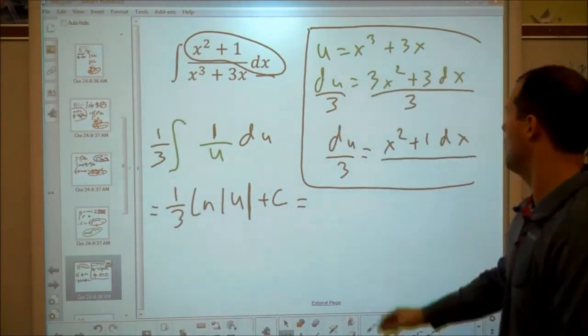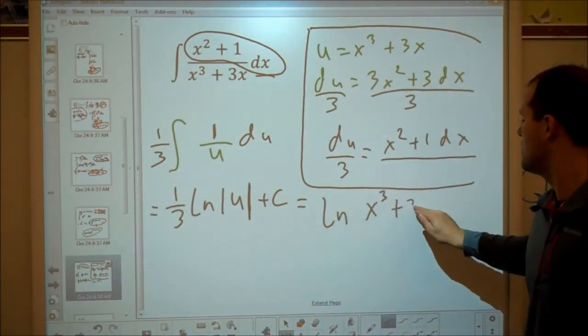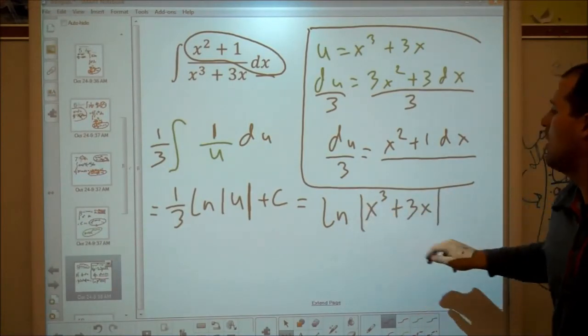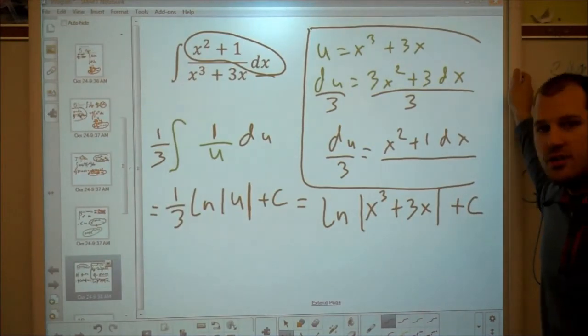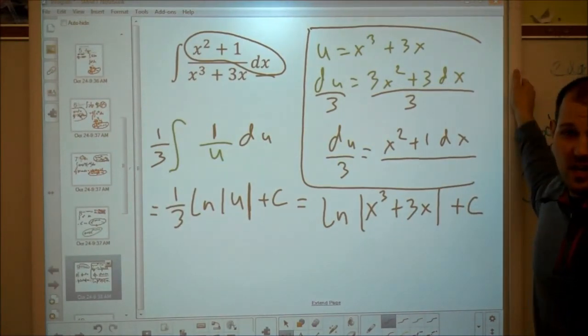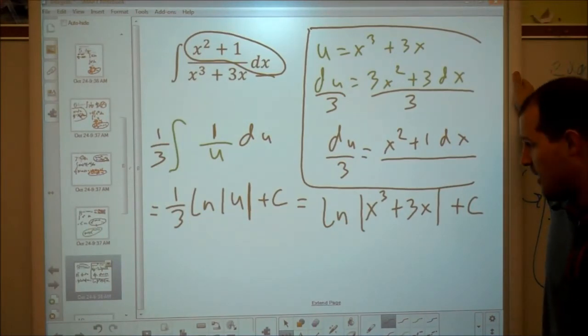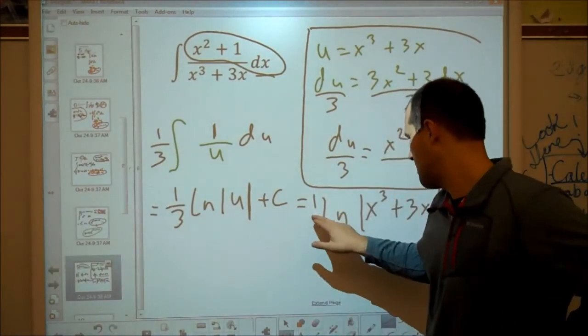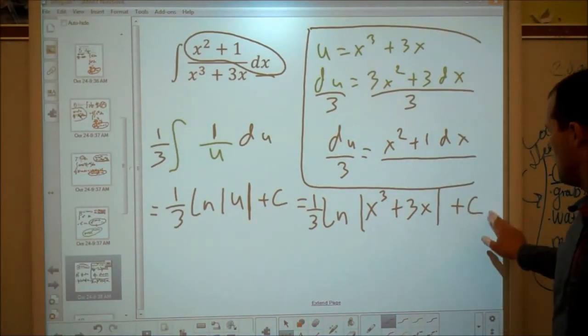Bring my equal signs over. Okay, and so I get natural log of x cubed plus 3x plus c. Now do you see where I've made a mistake? Okay, there's a mistake in my answer. Look carefully for it. Pause the video if you need to, because spoiler alert, here it comes. I forgot to bring this 1/3 over. Okay, so be careful, make sure you don't make those mistakes. They do happen though. Okay, we're done.